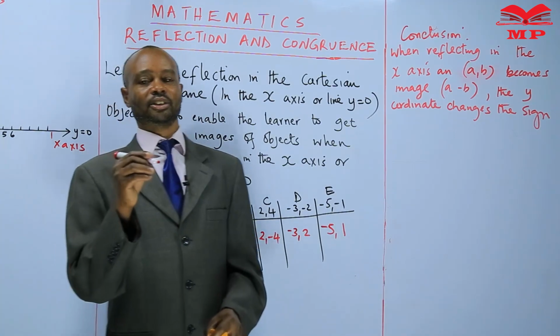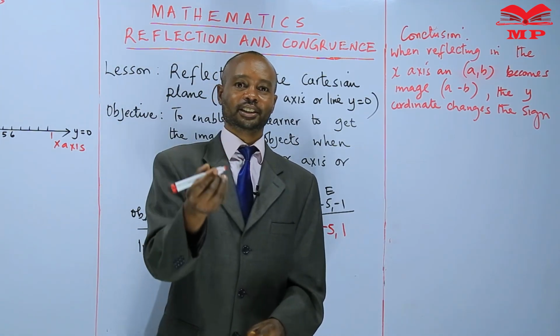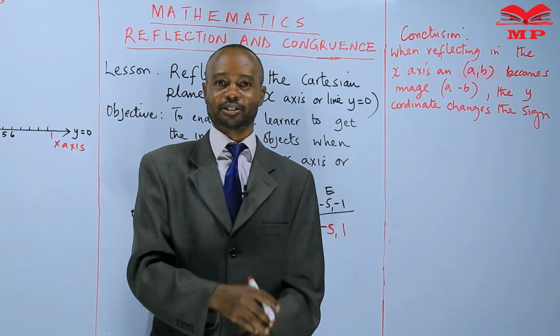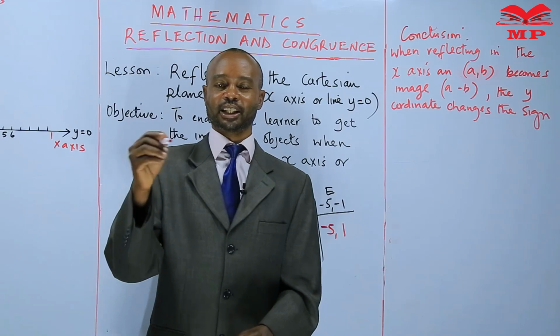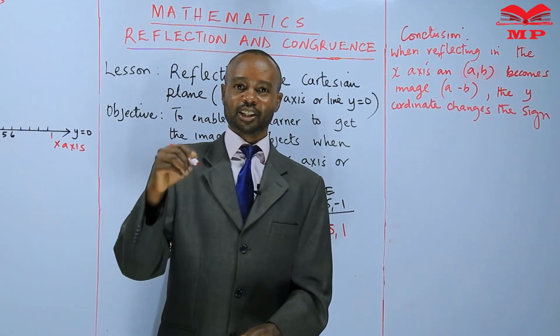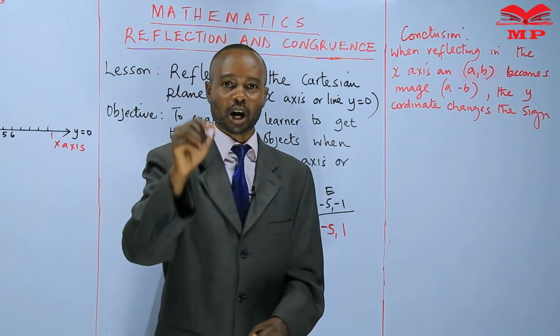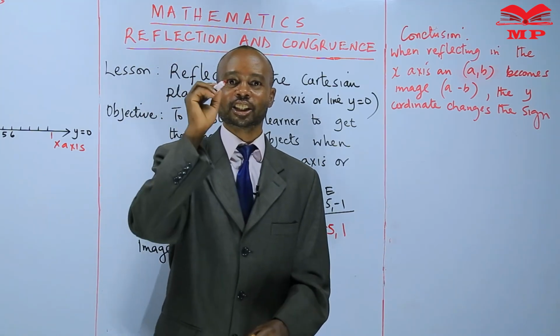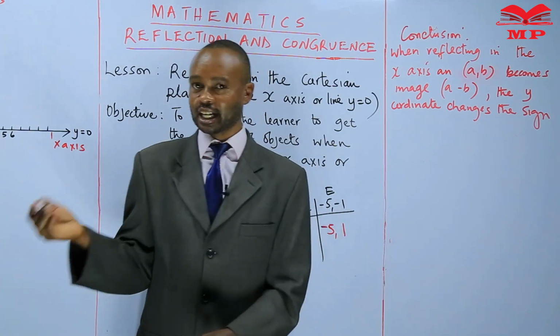If a vertex of a plane is 3, 4, on reflecting it, it will become 3, negative 4. That is in the x-axis. If it was negative 4, negative 4, it will become negative 4, positive 4. It is only the y-coordinate that changes the sign, whether it be a point or a line.